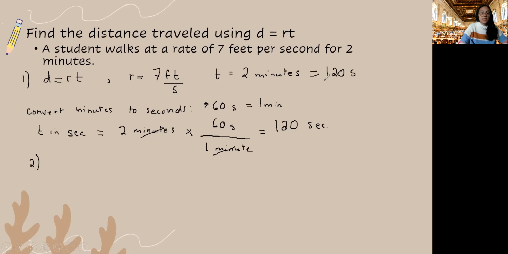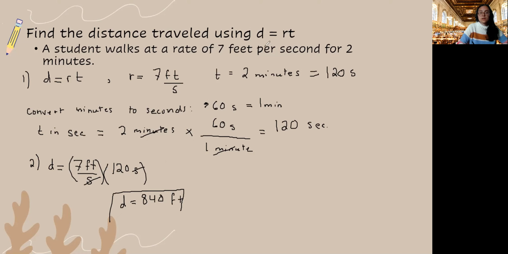So let's go ahead and now plug in our values. D would be equal to R, which we said was 7 feet per second, and our time is 120 seconds. Then you would go ahead and multiply that out. I'll give you a second as I too am going to calculate this. 120 times 7 is going to give us 840. So our seconds would cancel and distance would be 840 feet. This would be our solution.